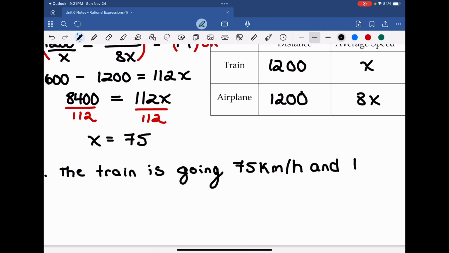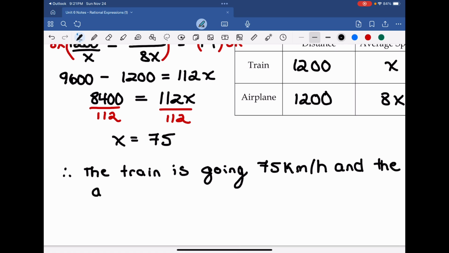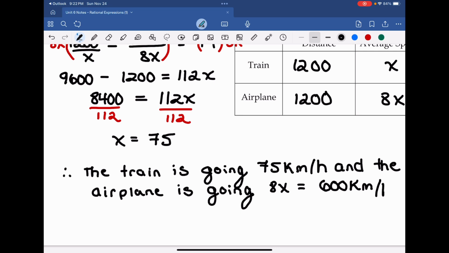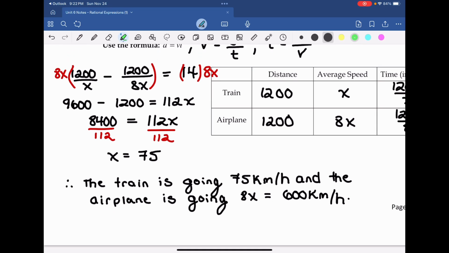And then we can follow it up with what the airplane's going. The airplane is going 8 times as fast, aka 8x, which is equal to 8 times 75, which is the same as 600 kilometers per hour. So now we have the average speed of the train and the average speed of the airplane, given that distance here. And again, if you clearly define your variables in a chart or in a table, this is going to make it very, very effective for you. And so if you're not given a chart or table, just draw one out, a distance, speed, and time one, so that you can construct this all together.